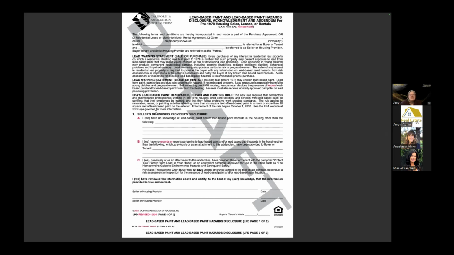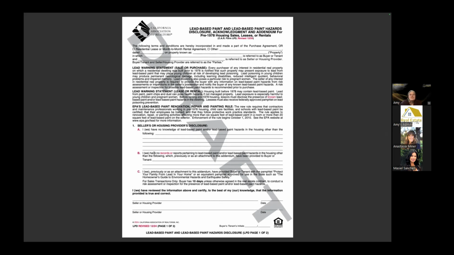It just states that, on section A, lessors must disclose the presence of known lead-based paint before renting. So, it's just saying, hey, we're clarifying that they have to know about it. If they don't know about it, they can't disclose it.